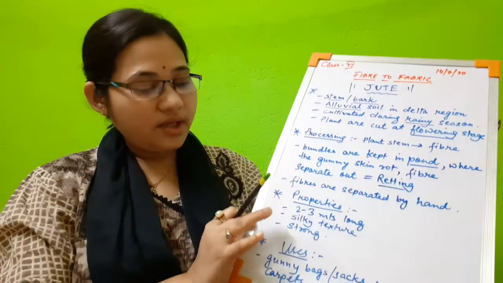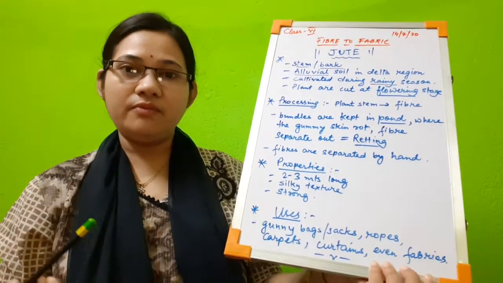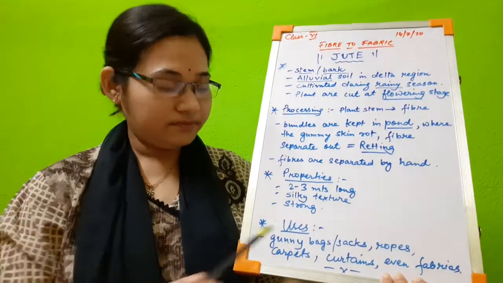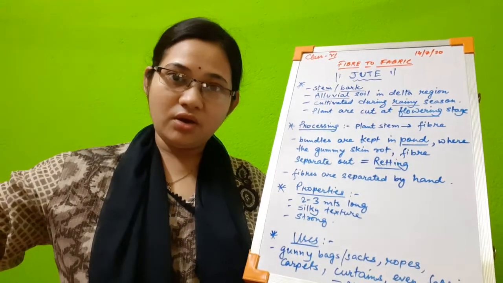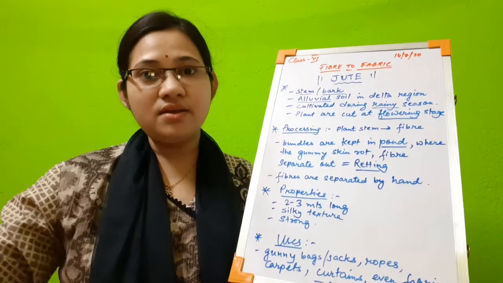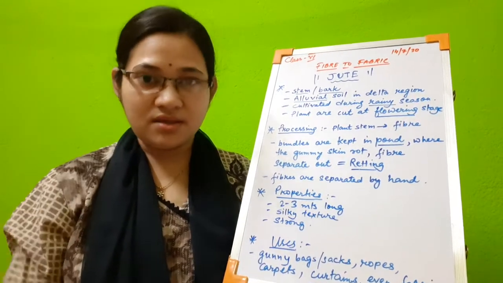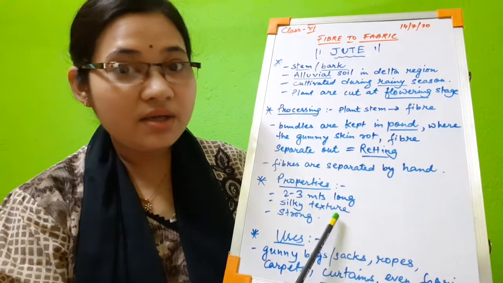Okay, so let us see the properties of jute. What are the properties of jute? Why do we use jute? Now, these plants are 2 to 3 meters long, so the fibers are also 2 to 3 meters long. They are very useful for making curtains, ropes, gunny bags, etc. They have a silky texture, so the appearance is silky.